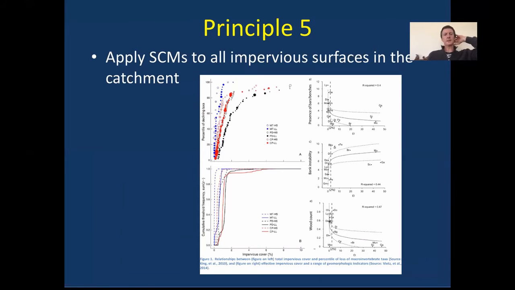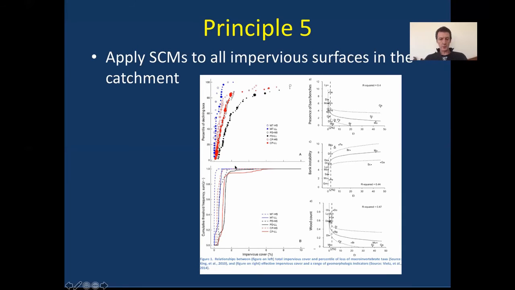All right, the fifth principle is to apply stormwater control measures to all impervious surfaces in the catchment. Now that might seem really ambitious, and we'll talk about that in a minute. But you'll remember I talked before about how you only need a very small amount of impervious area in a catchment contributing to the outlet before we get a really big change in the flow regime, really big change. And so we really need to try to treat all impervious surfaces so that we don't get that effect. As I described, it's a very non-linear effect. You only need a small amount of impervious area before you get a big impact.